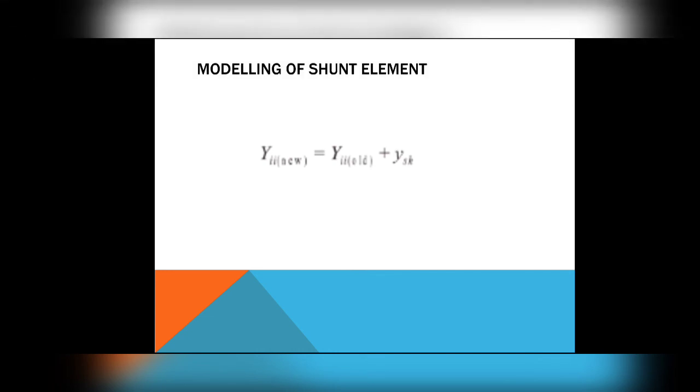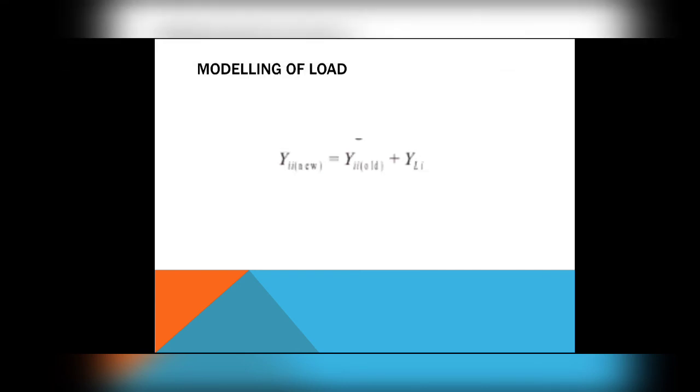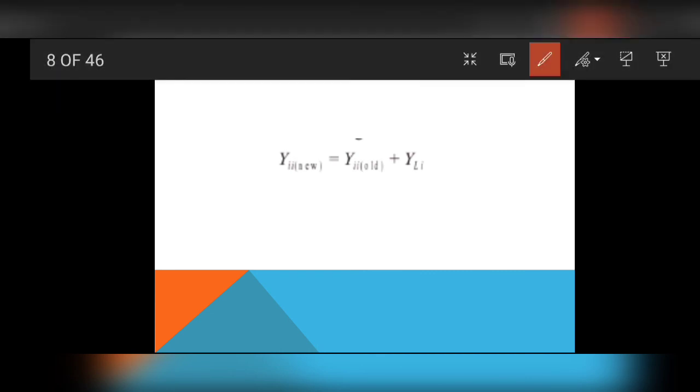Next is modeling of shunt element. Yii new will be equal to Yii old plus whatever the shunt element which is added to the particular bus. Next is modeling of load. Yii new is equal to Yii old and the admittance value which is connected to that particular bus.